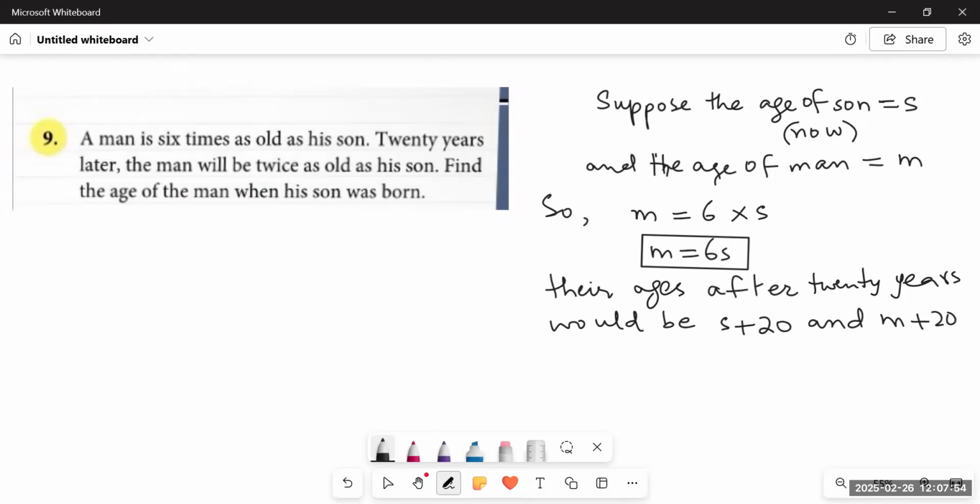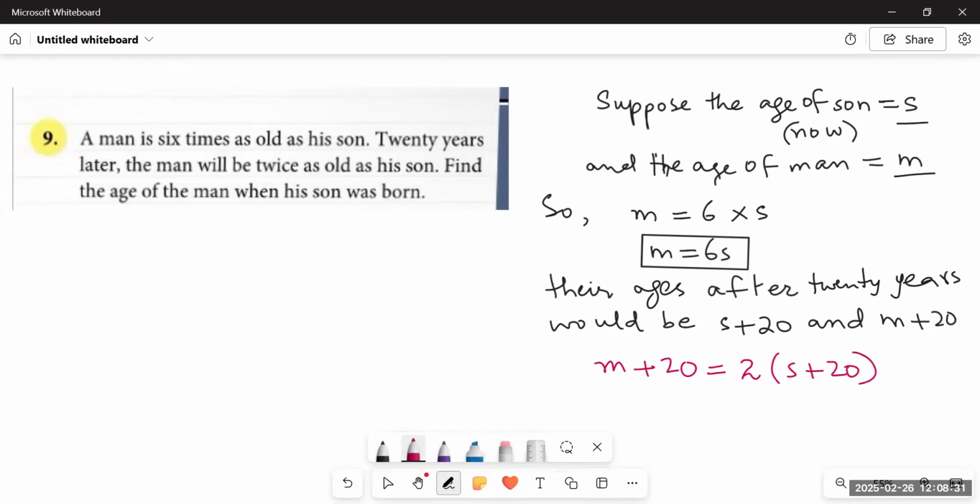So let's say that their current ages are S and M. After 20 years, the man's age would be M plus 20, right? And this age, M plus 20, is equal to twice, meaning 2 multiplied by, 2 times as old as his son. So after 20 years, his son's age would also be added with 20.